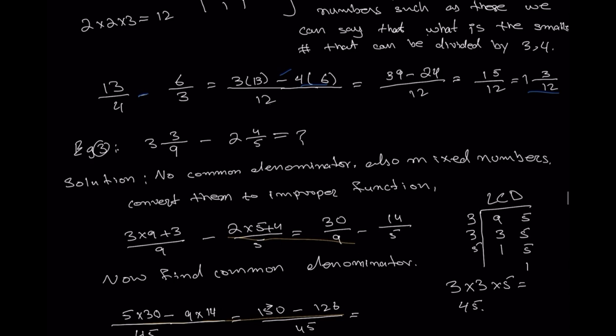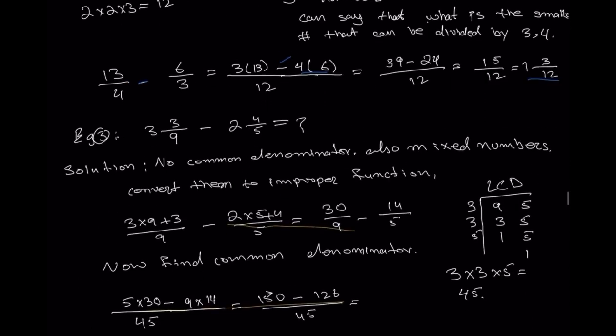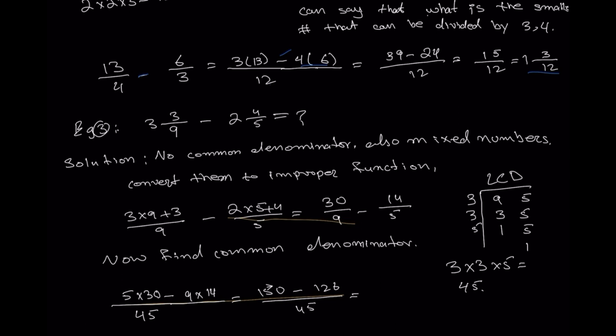Example number 3 says subtract these two fractions here. As we said, if we have a mixed fraction, we will convert it to an improper fraction, because the result is an improper fraction. 3 times 9 is 27, and 3 will be 30 over 9, minus 2 times 5 is 10, and 4 will be 14 over 5.